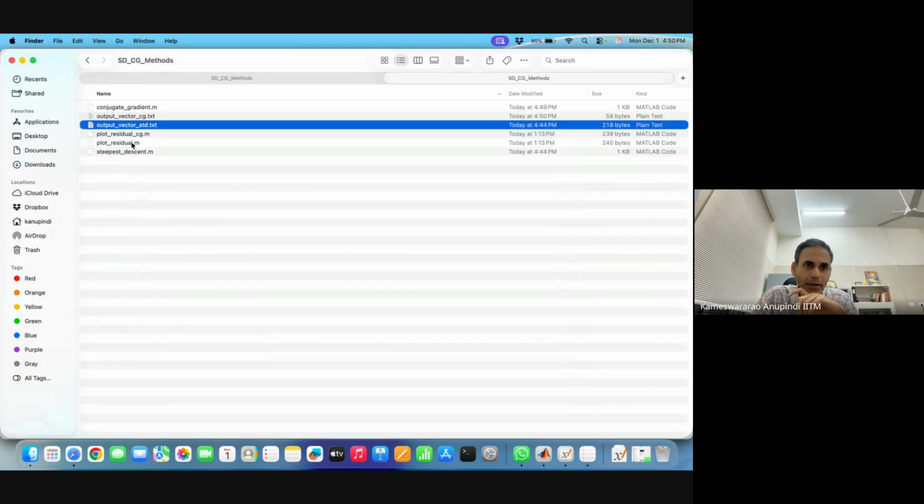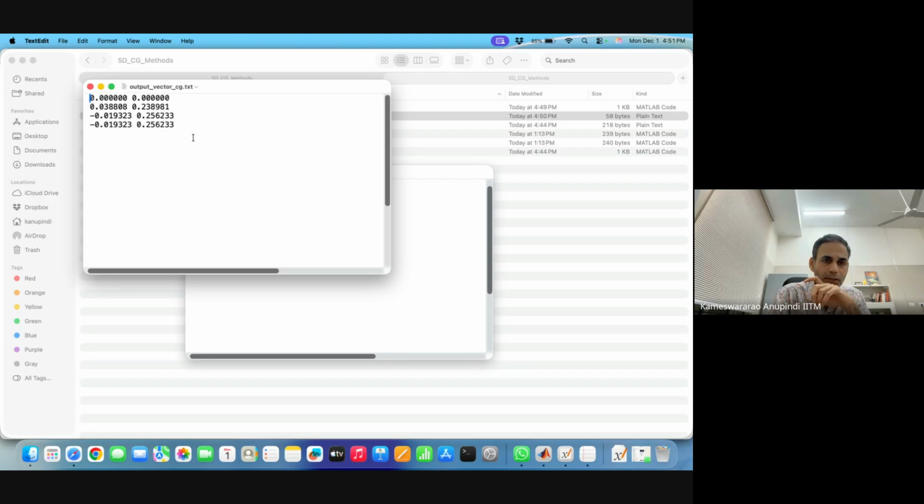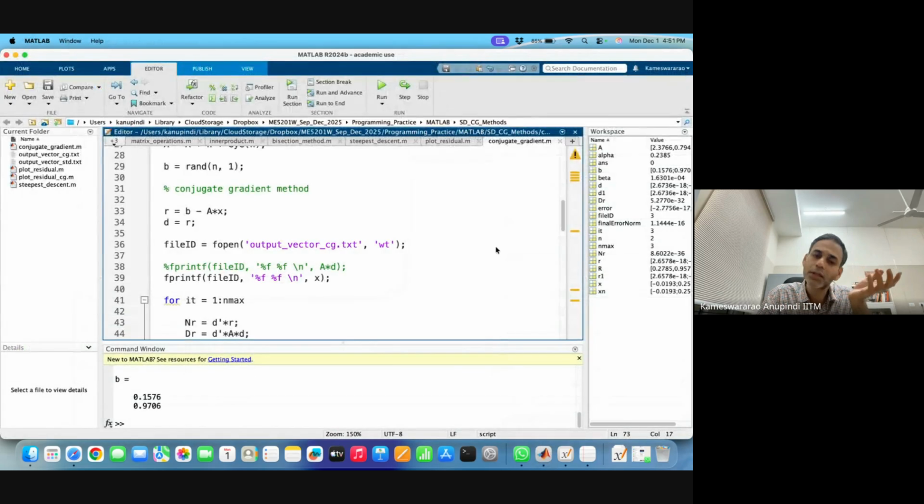Let me open that file. Now that is this file. This file is like this. It has basically just 1, 2, 3 steps after 0, 0, as we guessed, because it just takes 3 steps to do this thing. And then I'll open and I want to plot this.